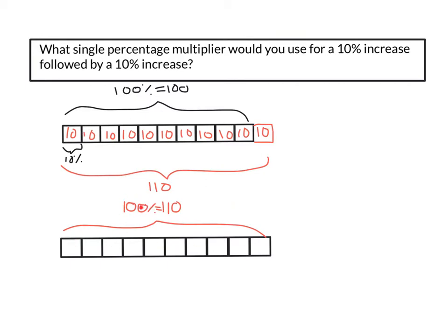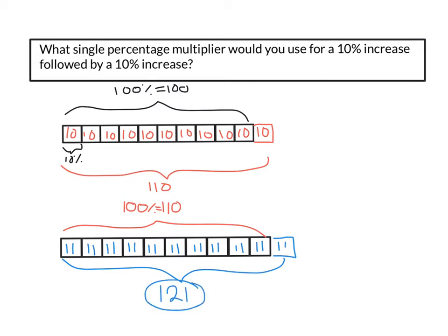So to find 10%, I need to divide by 10. 110 divided by 10 is 11. So 10% of 110 is 11. If I want to increase by that, I need to add another box of 11 on. So altogether, I'm going to have 110 add 11, which is 121. It's not 120, which most people think by mistake.